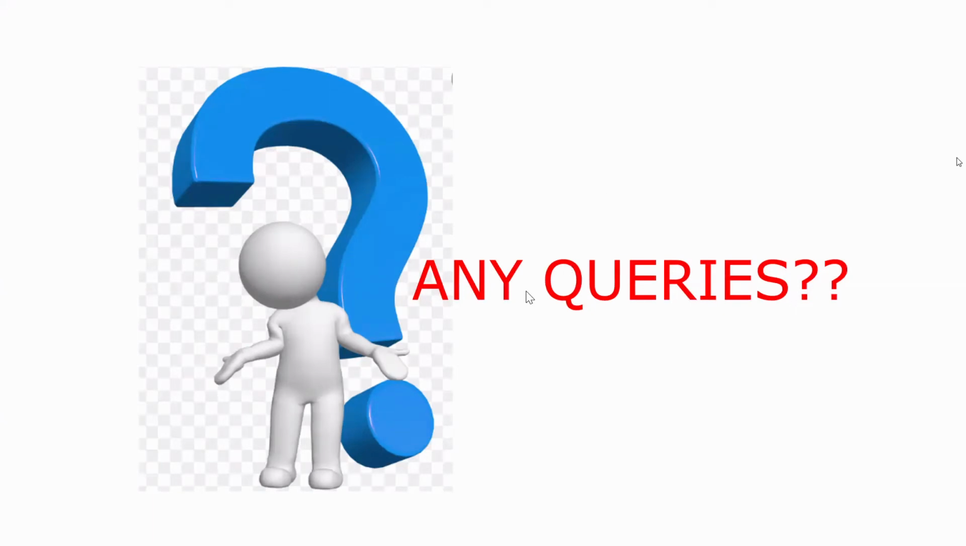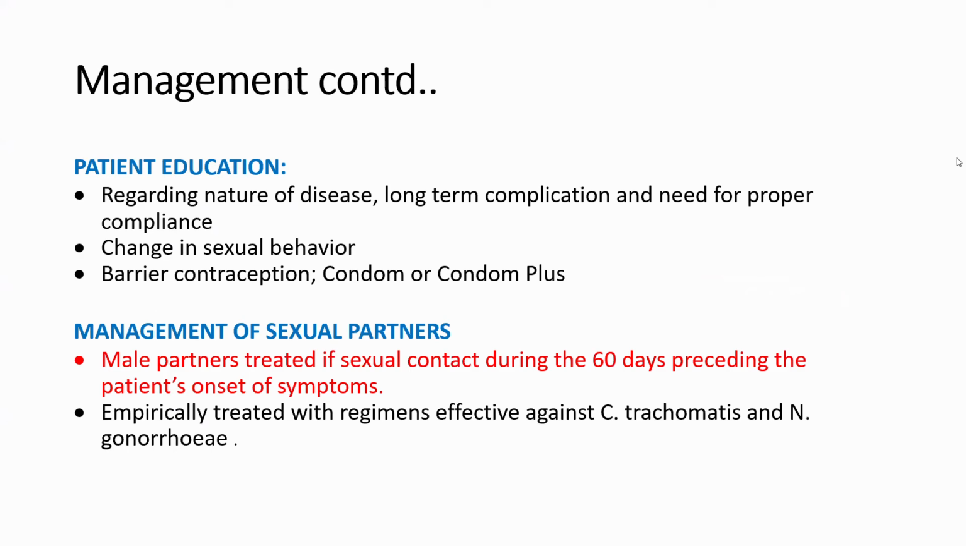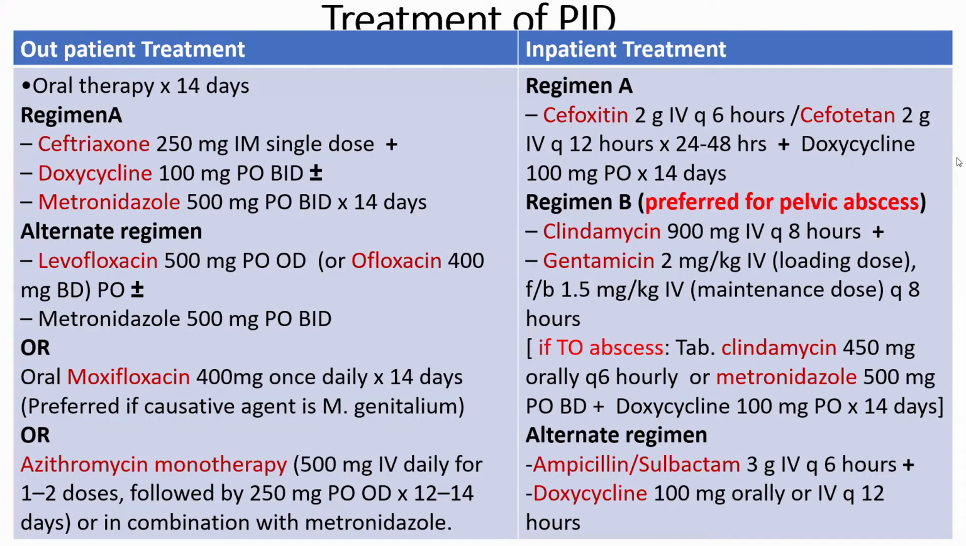Sir, why is the treatment regimen different for outpatient and inpatient? Which organism are we treating, like the positive organisms? You can see clindamycin, gentamicin, these are all IV. Can you give IV to the OPD patient 8 hourly? No, sir. Can the patient be called every 8 hours for IV? It's not feasible. That is one reason.